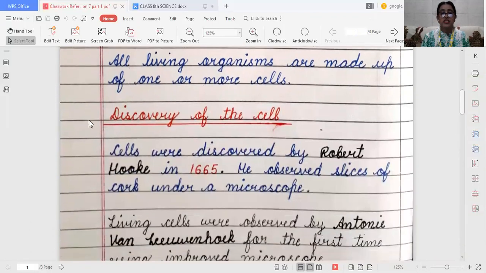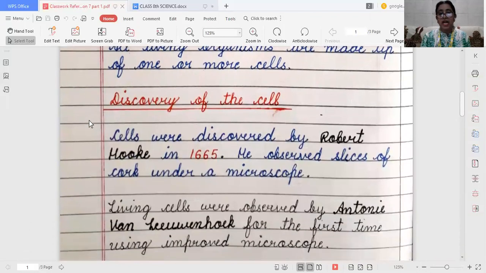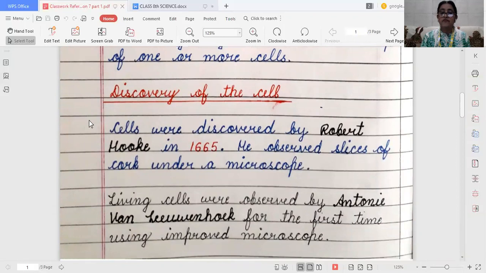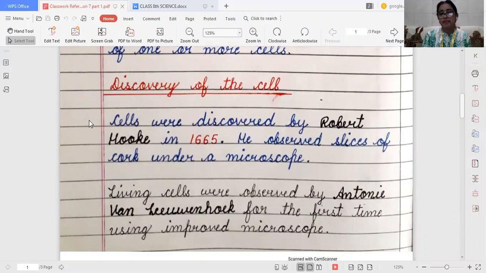Now the question is, who discovered cell? Cells were first discovered by Robert Hooke in 1665. And how did he discover them? He observed slices of cork under a simple microscope.